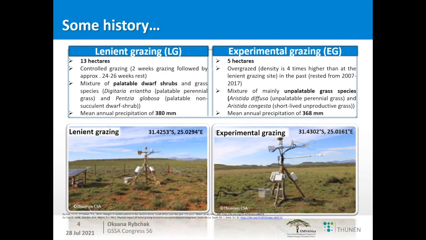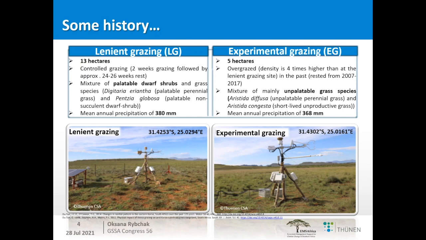If we come closer and compare the two studied sites, the first site we named the linear grazing site, which had cycling grazing activity, for example, 2 weeks of grazing and approximately 24 to 26 weeks of resting period. And the second site we called experimental grazing. It was overgrazed in the past with a stocking rate double the recommended, then rested for 10 years, and since the end of 2017, it's again under uncontrolled continuous livestock grazing.